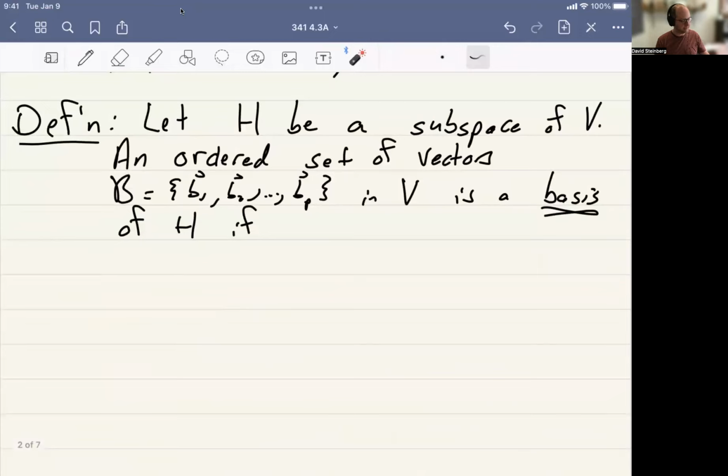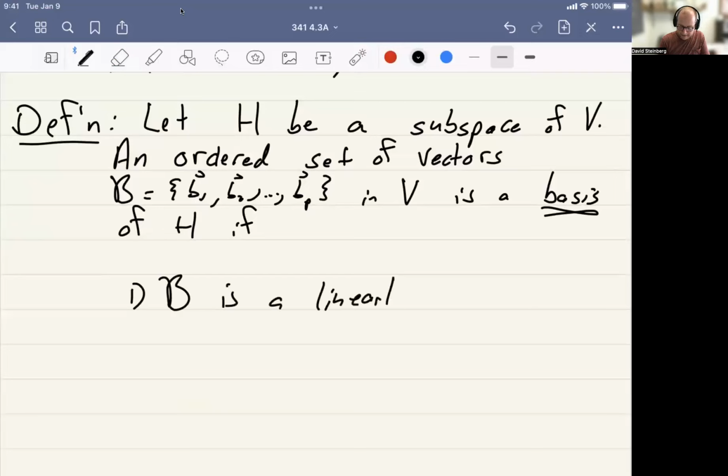So let's get to the definition of basis here. Let H be a subspace of a vector space V. An ordered set of vectors, so the order is important. Let's do this again. An ordered set of vectors B, so B1, B2 up through BP in our vector space V is a basis of H if two things happen. One, we want B to be a linearly independent set of vectors.